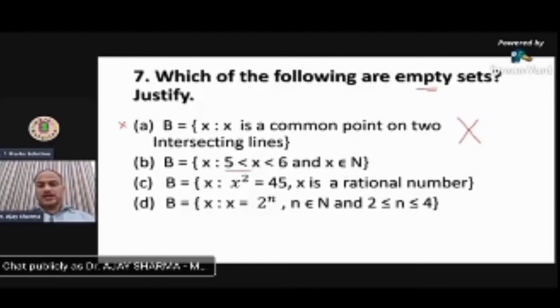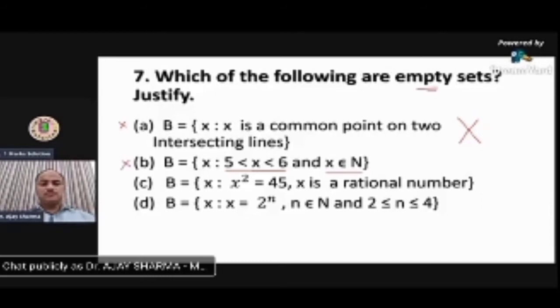So it means x is a number which is lying between 5 and 6. It is neither 5 nor 6, but it is actually lying between 5 and 6. And also this is a natural number. So guys, do you know any natural number which is between 5 and 6 and which can satisfy this condition? Obviously not. There is no such element.